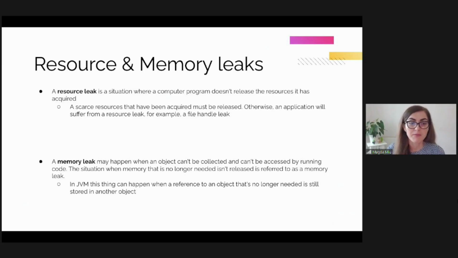Now, when we talk about memory leaks, we are talking about the situation when the garbage collector is not able to release the memory. And in the JVM, this can happen when a reference to an object that's no longer needed is still stored in another object. The solution, especially in a multi-thread environment, is to use immutable objects as much as possible, because when you use immutable objects, you are not able to change the state. This is very helpful in a multi-thread environment in order to reduce the risk of memory leaks or other bugs.